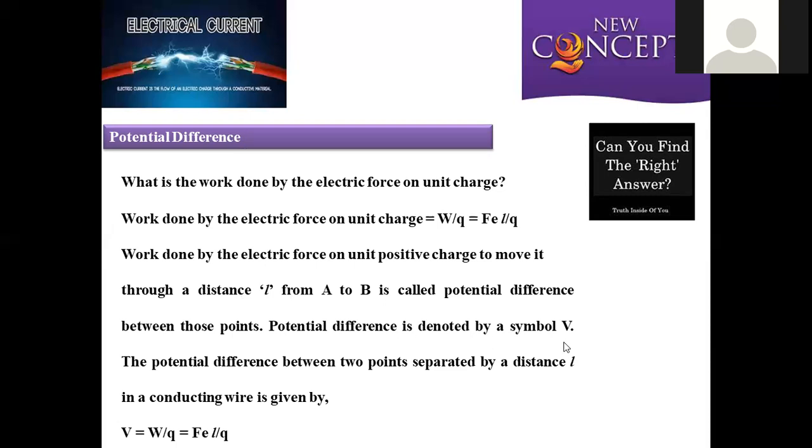The potential difference is denoted with the symbol V, and V denotes volt. The potential difference between two points separated by the distance L in a conducting wire is given by V, which means the potential difference is equal to W by Q. It is the ratio of work done by the electric field on the unit positive charge, which is equal to the electrical force into the length traveled by the electric force on the unit charge. So this is the formula to calculate the potential difference, right?